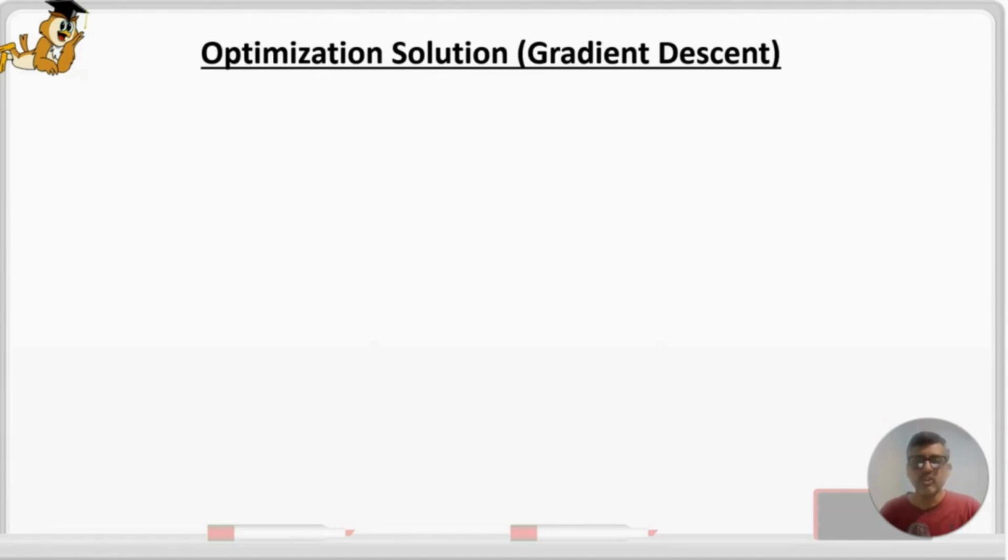Gradient descent based optimization solution. This is going to be very similar, in case you've seen the optimization session that we did for linear classifier. Of course, the objective function is a little different, but let us see how this goes.